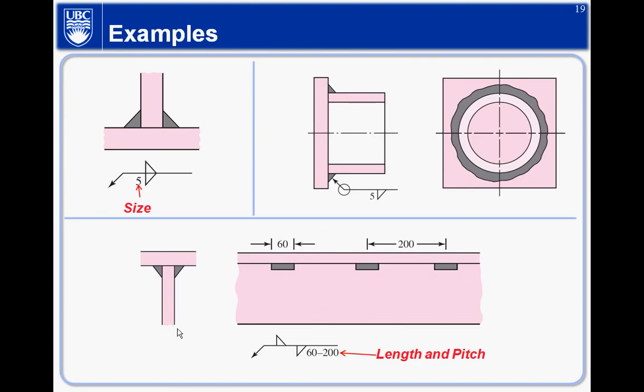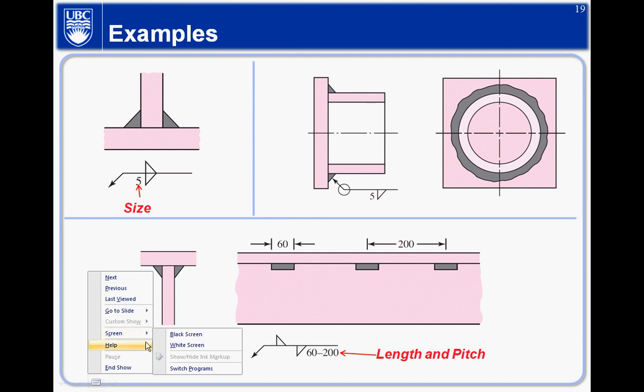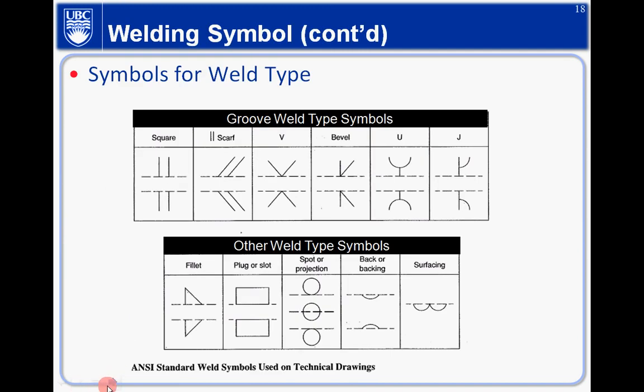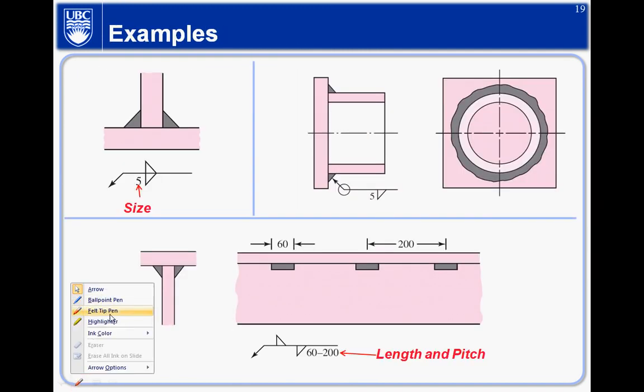So for example, this is a T joint here, and you have a fillet weld. Technically, the symbol should be like this. So what does that mean?